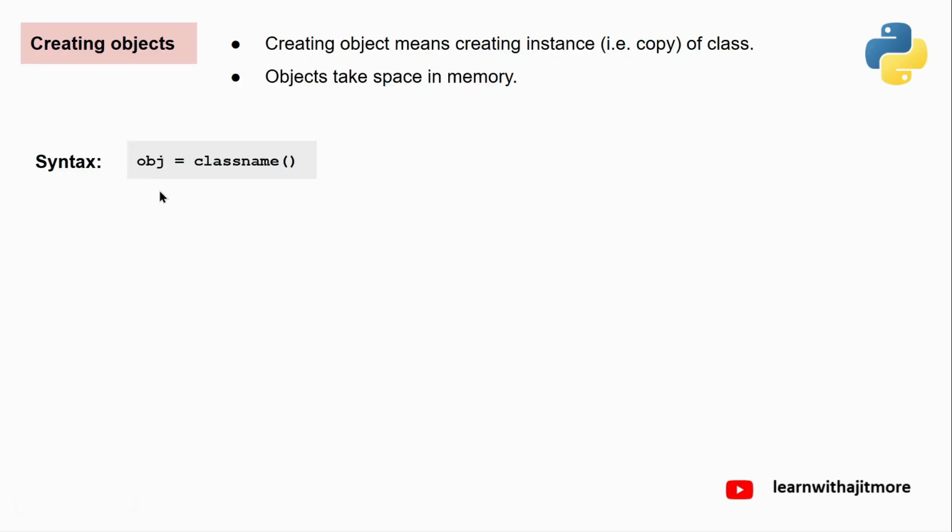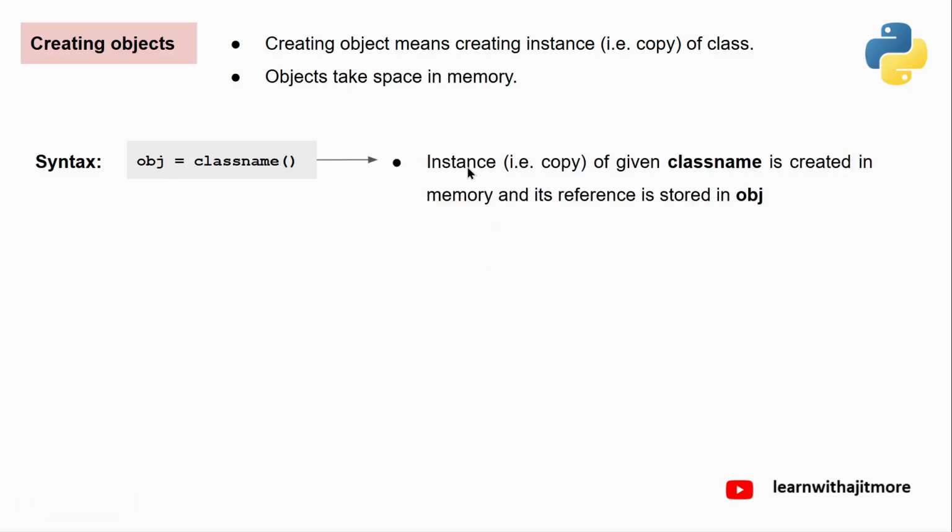The syntax, see, class name, round bracket, and the memory is allocated as much as needed for that class. Then the reference is returned, which you are collecting in your variable. See, instance, that is the copy of the given class, is created. Instance created meaning copy. Copy means space. So it is going to occupy space in the memory. And the reference of it, reference means address of that copy, is getting stored in this variable.